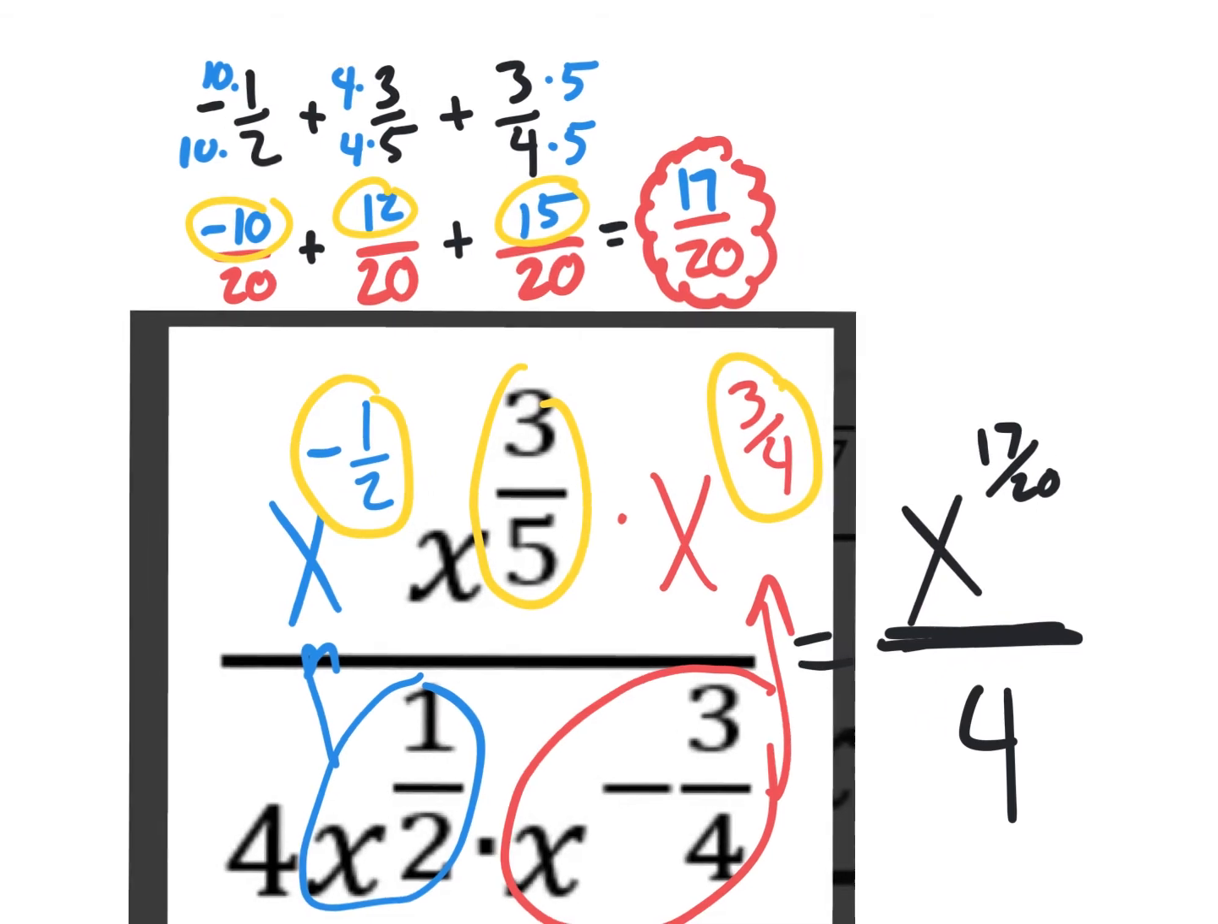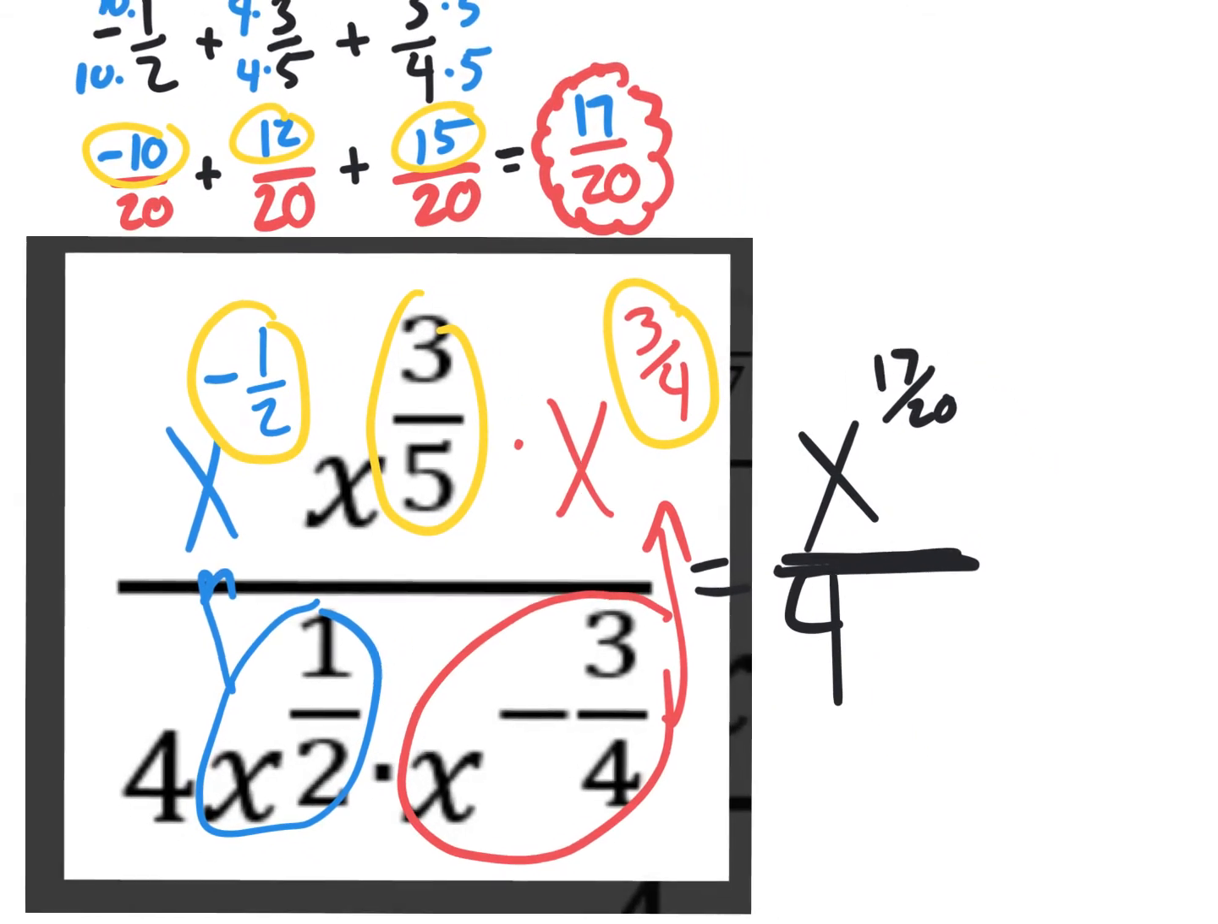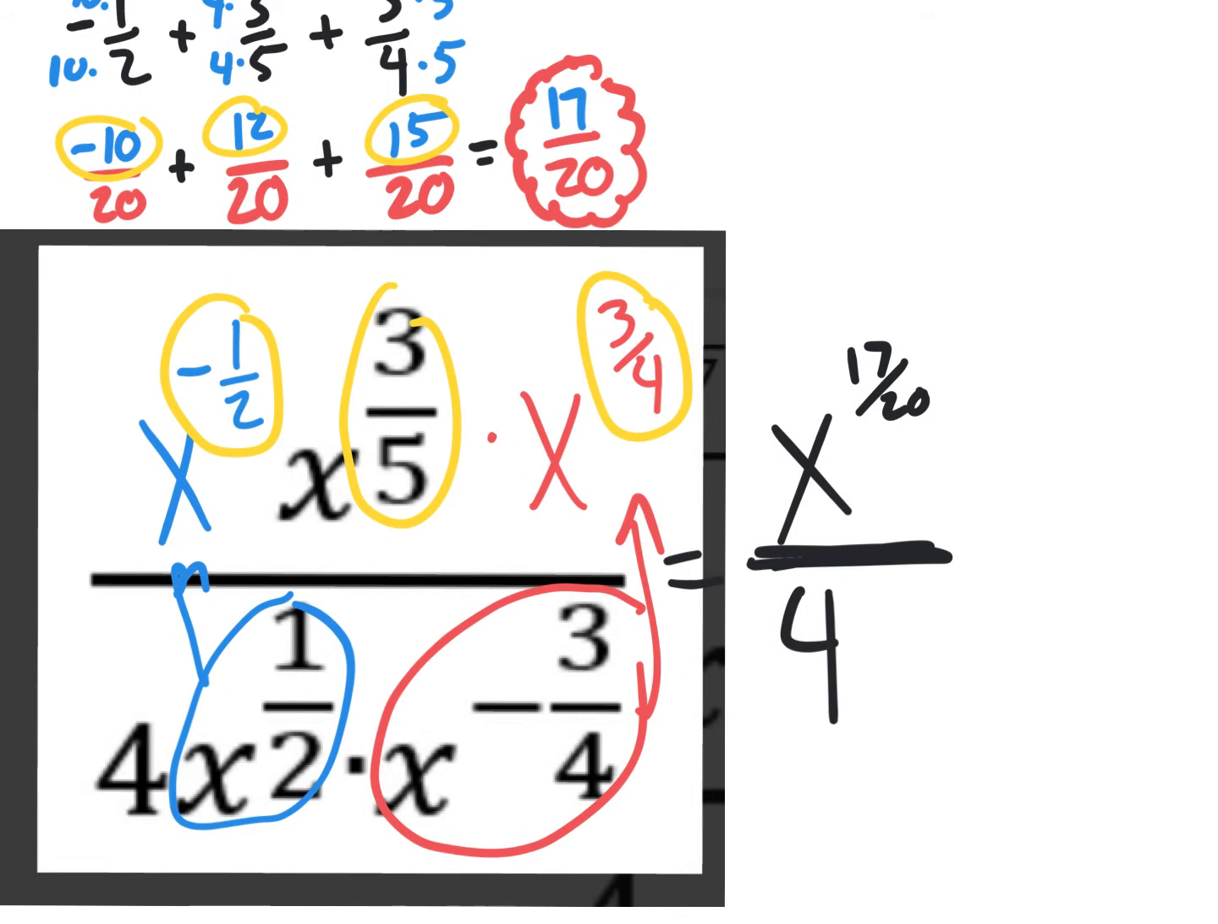The only other thing you could do is to change it to radical form, which I prefer, and you're going to see radical form more than exponential form on the quiz. So that would be the 20th root of x to the 17th all over 4. Okay, the 20th root of x to the 17th all over 4.